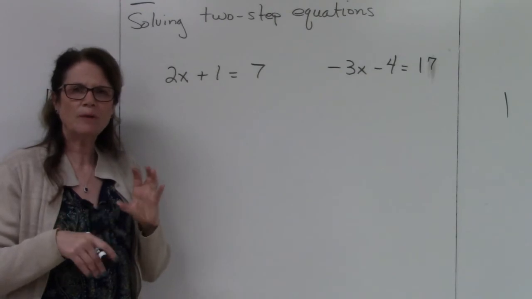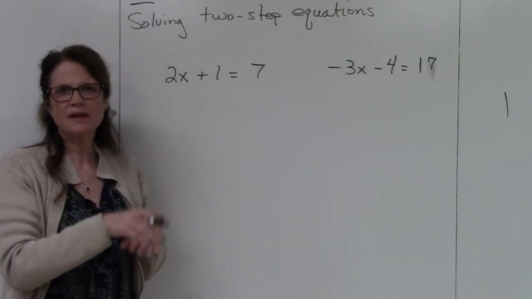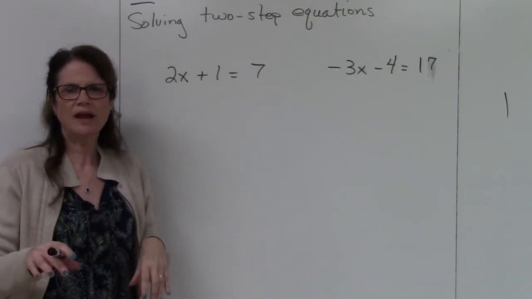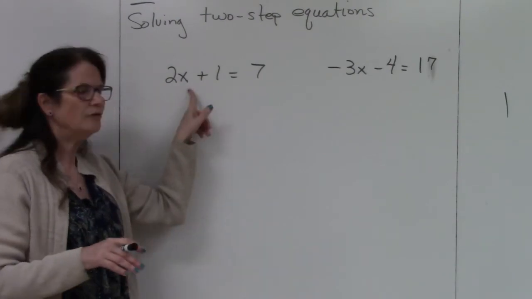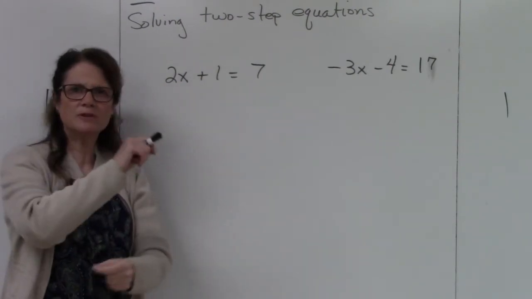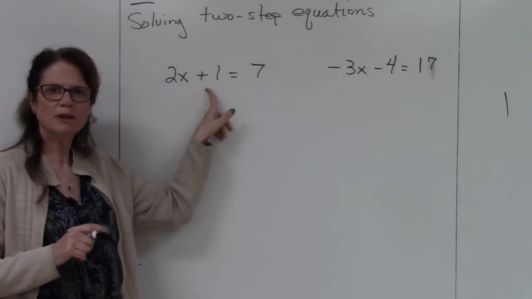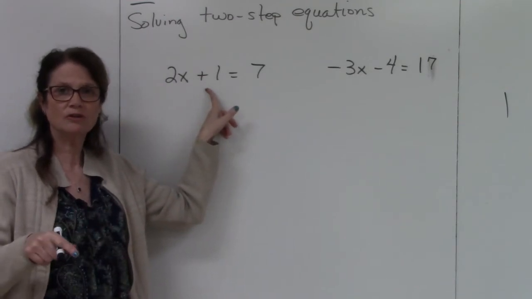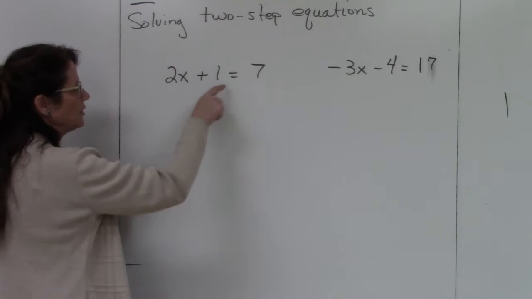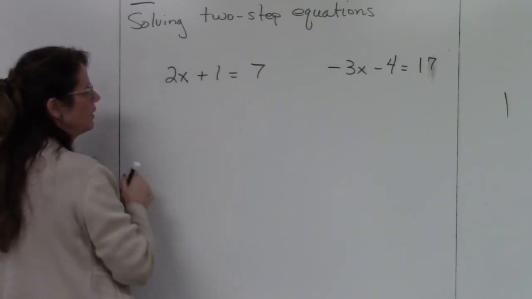So remember, order of operations, you do parentheses, exponents, multiplying and dividing, and then adding and subtracting. Well, when you're solving for an unknown, you're going to work in the opposite direction. So you're going to get rid of the plus or minus, the add or subtract first. With every two-step equation, you're going to get rid of the plus or minus first.